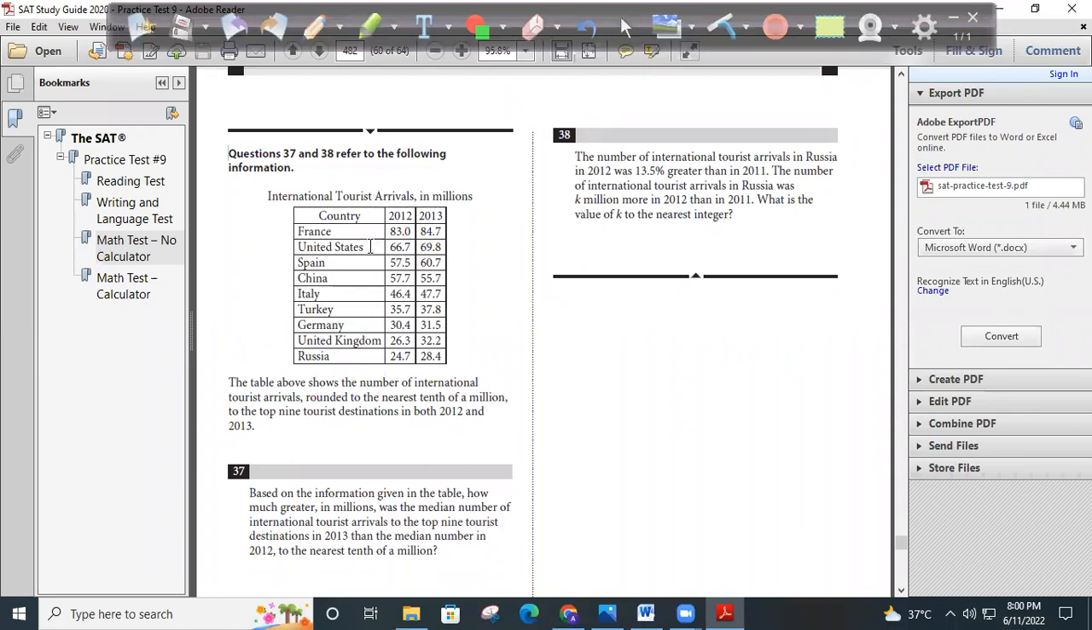International tourist arrivals in millions, France, United States. The table above shows the number of arrivals to the nearest tenth of a million. I already told you in the last class what is the meaning of 10 to the top 9 tourist destinations. The number of international tourist arrivals in Russia in 2012 was 13.5% greater than in 2011. The number of international tourist arrivals in Russia was k million more in 2012 than 2011. What is the value of k to the nearest integer? Dead simple, yeah. If you are confident and you can answer perfectly, this is definitely a dead simple question.